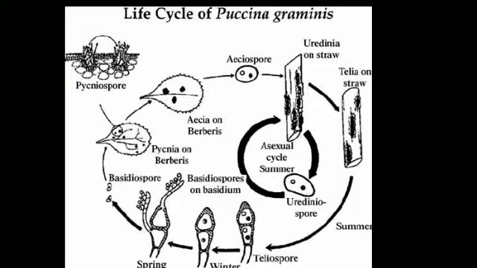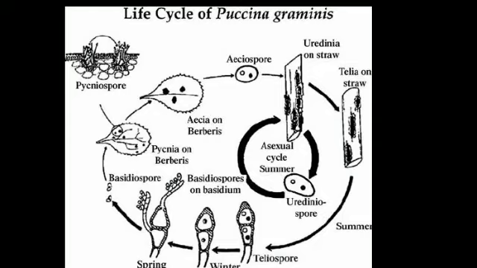Puccinia is a heteroecious fungus, that is, a fungus that needs 2 types of host to complete its life cycle. One is wheat, that is the primary host. The second one is barberry, that is the alternate or secondary host. There is something to recollect regarding the life cycle of Puccinia, which is also called the rust cycle.